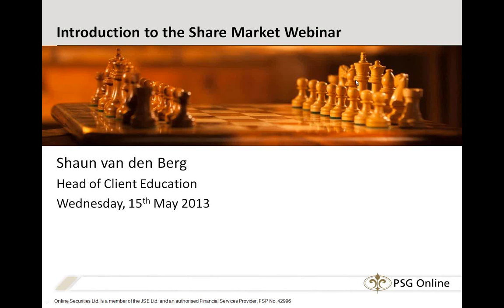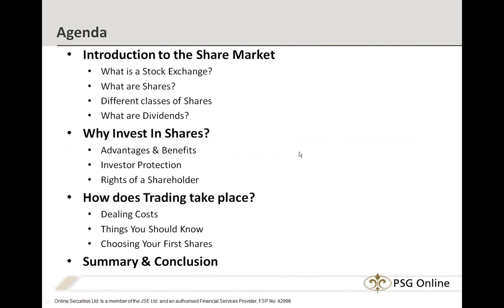Here's our agenda for today. Real basics. Obviously, we'll discuss what is the share market, the different classes of shares, and dividends and things like that. But also more importantly is for people to understand the advantages and benefits of investing in shares. But I want to focus mainly on how trading takes place, the dealing costs, and just some tips on how to get started. So obviously this is an introduction. In later webinars, we go into more detail.